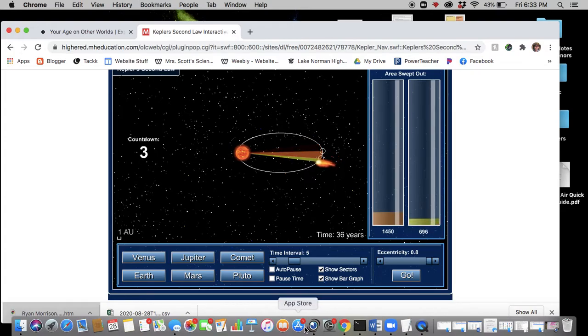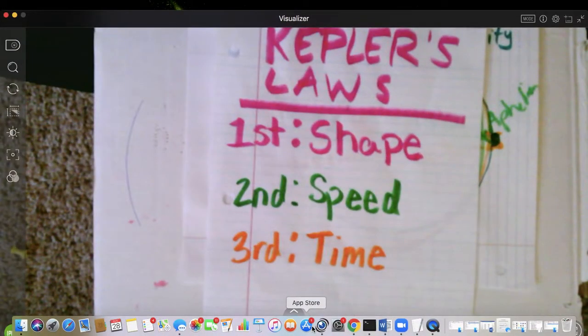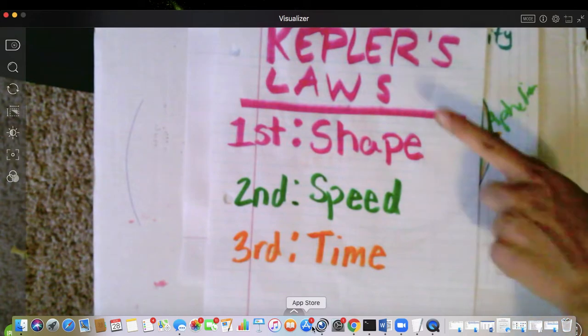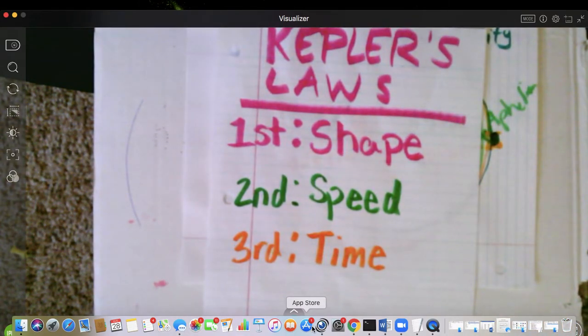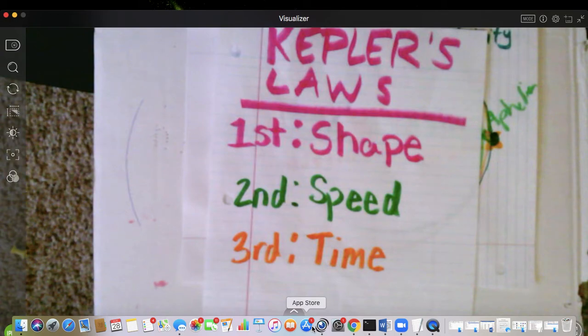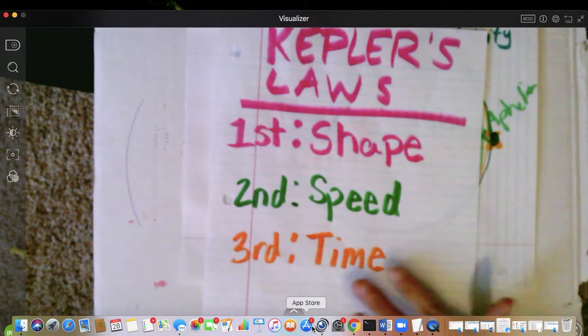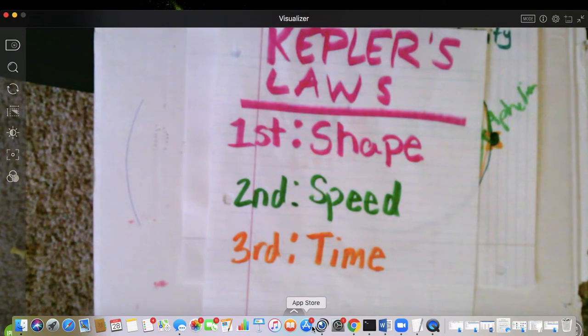Okay? And let's jump back here. So we've talked about this shape. It's an ellipse. If the foci of the ellipse are far apart, the ellipse becomes more eccentric. This speed changes based on where you are on that ellipse. If you're close to the sun, you're going faster. And if you're far away, you're going slower. The last one is time, okay?